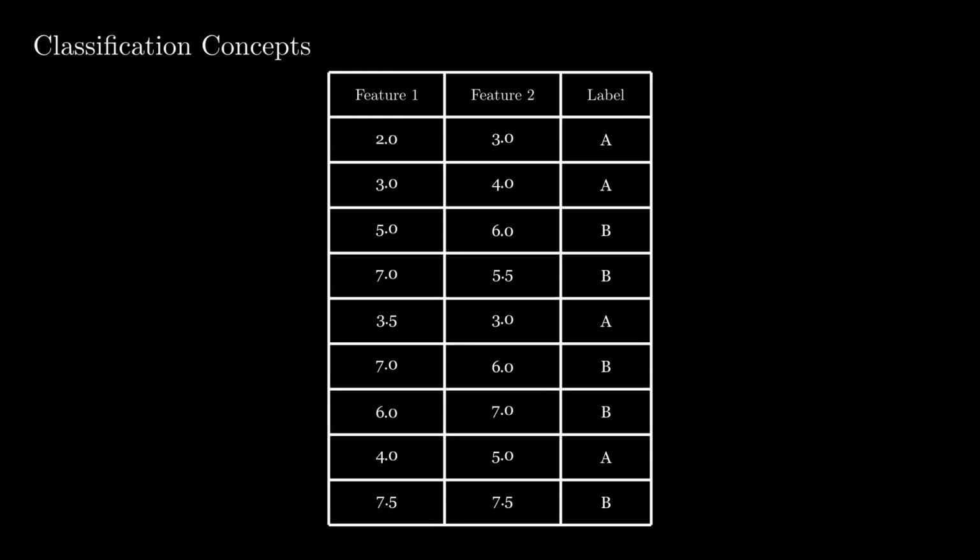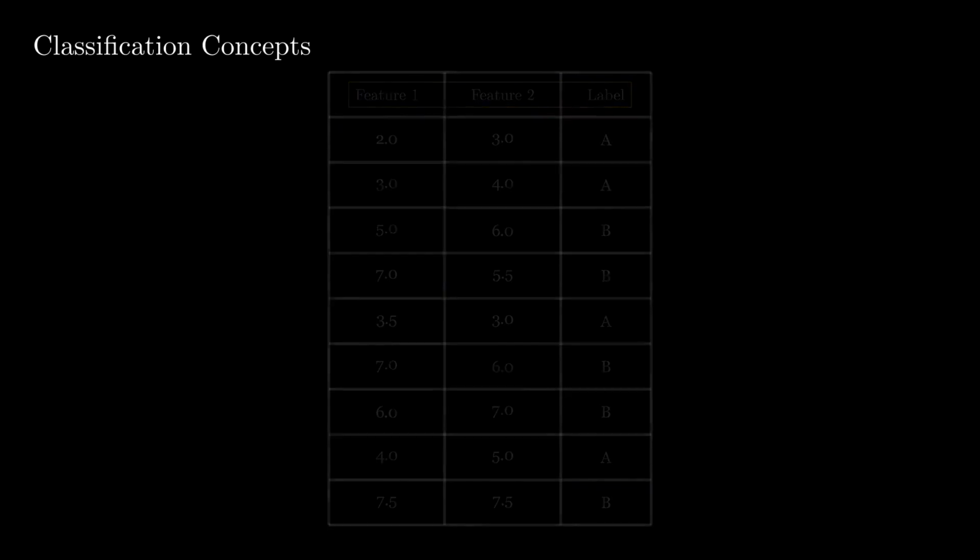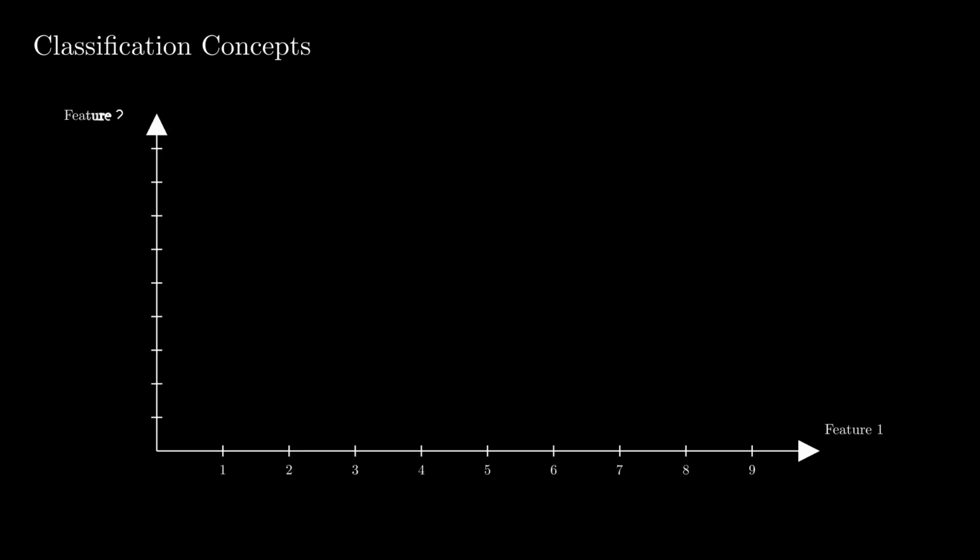In this video, we'll take an introductory look at classification. So let's just assume that we have a data set which consists of two input features, and each data point is labeled as class A or class B. So we have feature 1, feature 2, which are the input features, and label, which stands for the class that each data point belongs to.